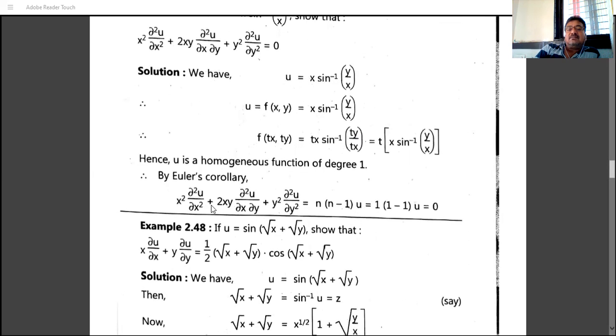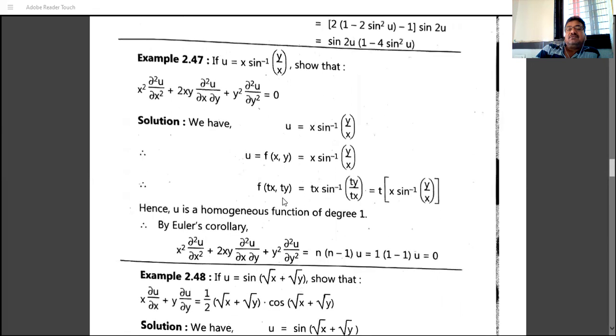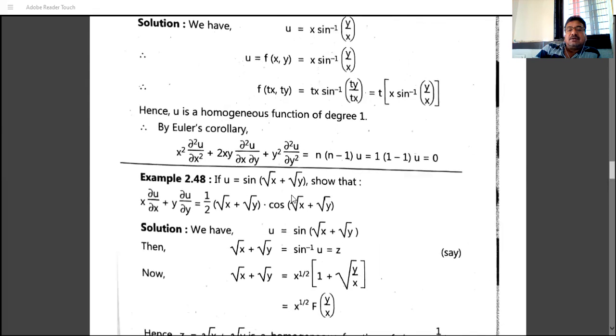And then by Euler's theorem, the corollary of Euler's theorem. What is the corollary of Euler's theorem? x square del square u by del x square plus 2xy del square u by del x del y plus y square del square u by del y square. Here is the notation f; write u, notation u instead of f, in the corollary of Euler's theorem: n into n minus 1 into u. Okay, so n is 1, and 1 minus 1, n minus 1 is 0. So we have the answer 0. So we have this by using the corollary of Euler's theorem.